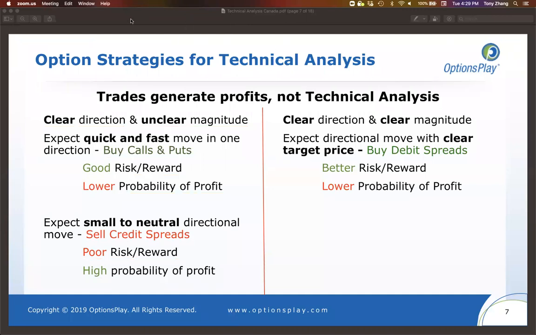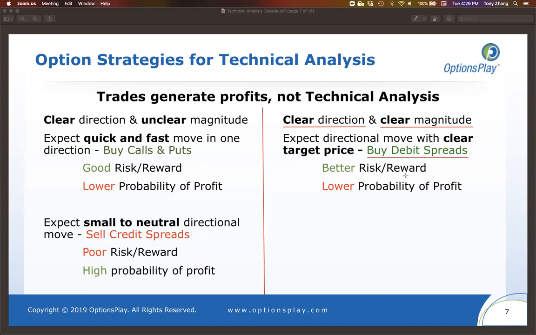On the flip side, there's going to be technical analysis where you do have a clear sense for direction and you're going to have a very clear sense for magnitude. So you have a clear sense that this stock's going to go higher, and you have a clear target price as to where you think that stock will head in. For those specific trades, it's very clear that there's only one strategy that really makes the most sense, and that's buying a debit spread.